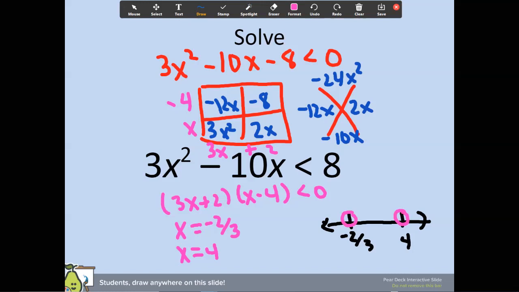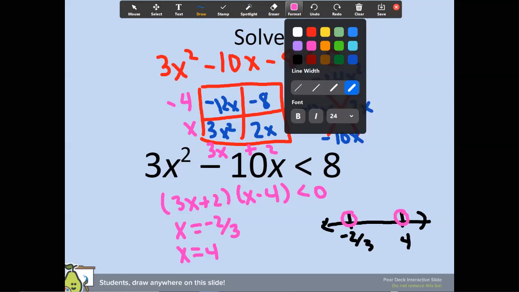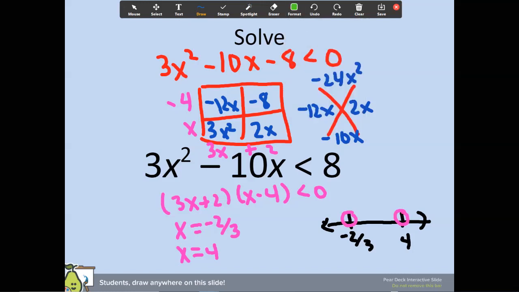Another way to think about it is, this is a parabola. The two pink open circles are where it is 0. Those are my x-intercepts. So I'm going to grab a green color for a second, and this is an open up parabola. So I kind of think about it like this. It is an open up parabola.